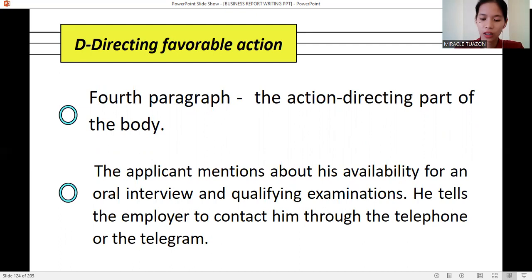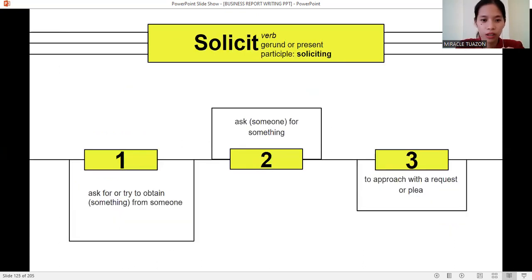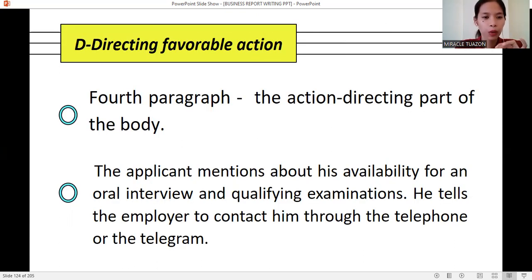So yun po. So you may say, for further information regarding my skills and abilities, you may contact me at my number 0919-000-7594 or message me through my email. So you will give your employer or write your email on your letter. So that's how you direct an action. I hope na-gets po yung A, B, C, D ng writing ng application letter.